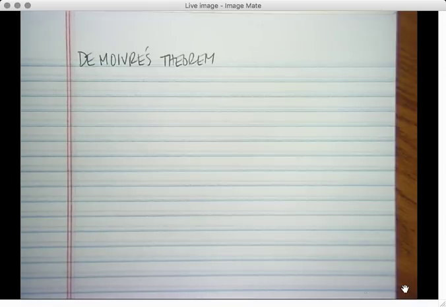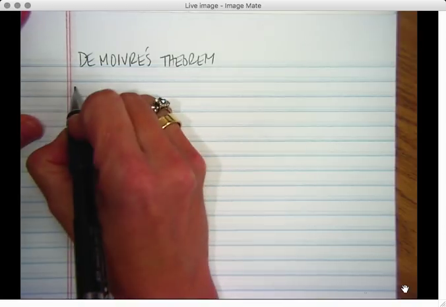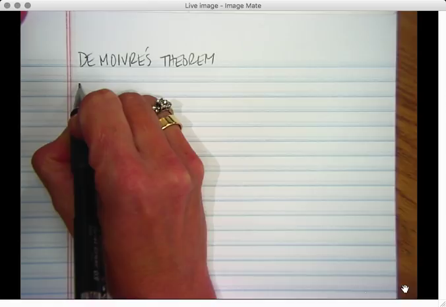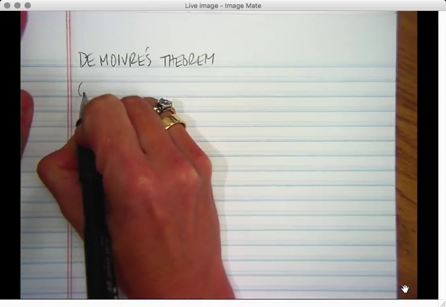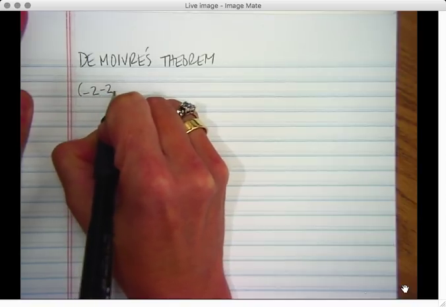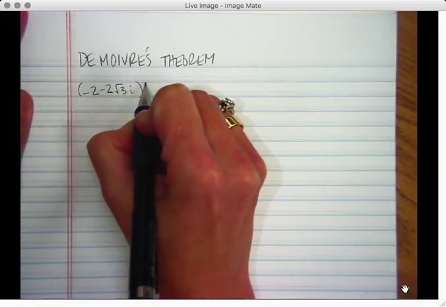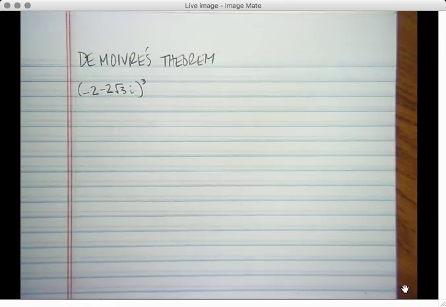Good morning. Today we're going to cover DeMoivre's theorem, which is a way to multiply complex numbers that are raised to exponents higher than 2. So for example, if I had asked you to multiply -2 minus 2 rad 3i, let's say to the third power, back in Algebra 2, you would write that out 3 times, and then you would FOIL, and then you'd have to multiply again, and it'd be long and cumbersome.